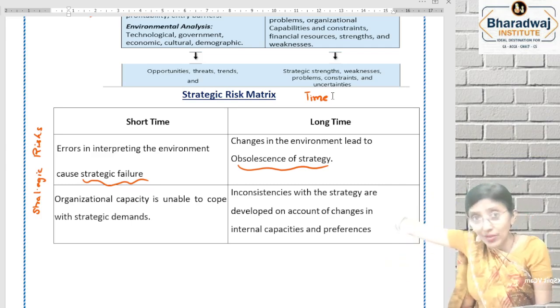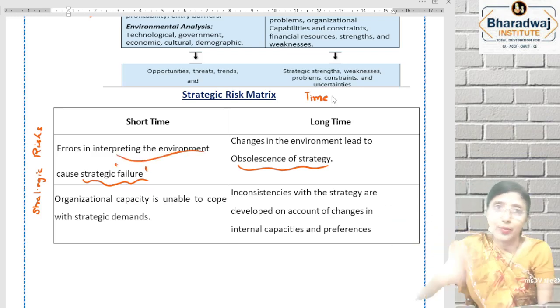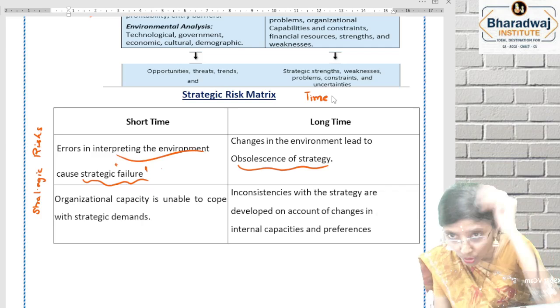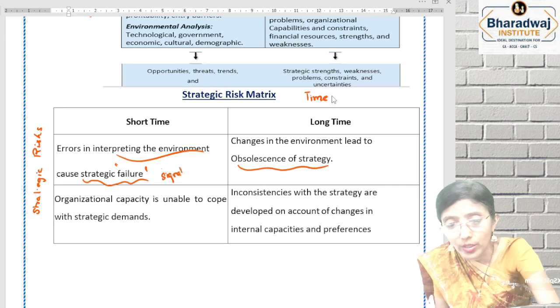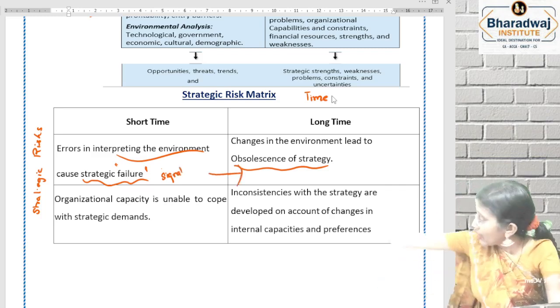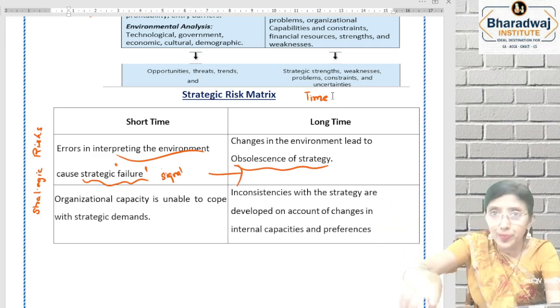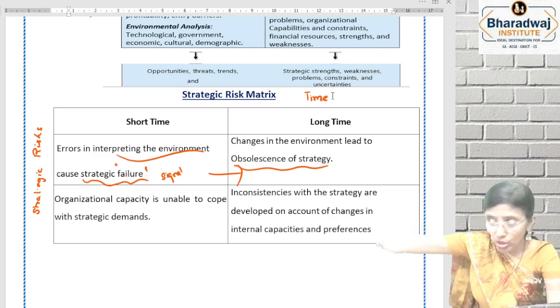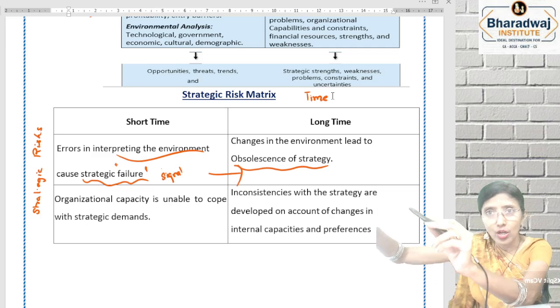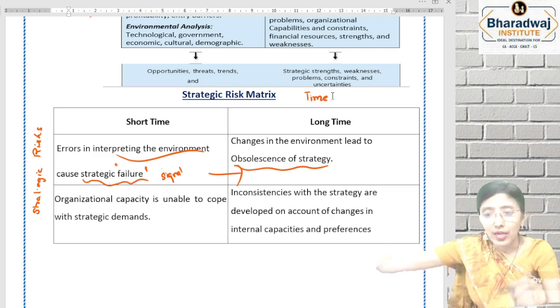Short-time itself, the failure will tell you that somewhere you are wrong in understanding the environment. Take this as a signal. First of all, don't make this mistake, or at least take this as a signal not to continue this mistake in the long term, because where is it landing you? Obsolescence of strategy. Now the question in MCQ: if there is an error in the environment, in the short term there will be a strategic failure or obsolescence of strategy, both, none of the given. Answer is strategic failure.